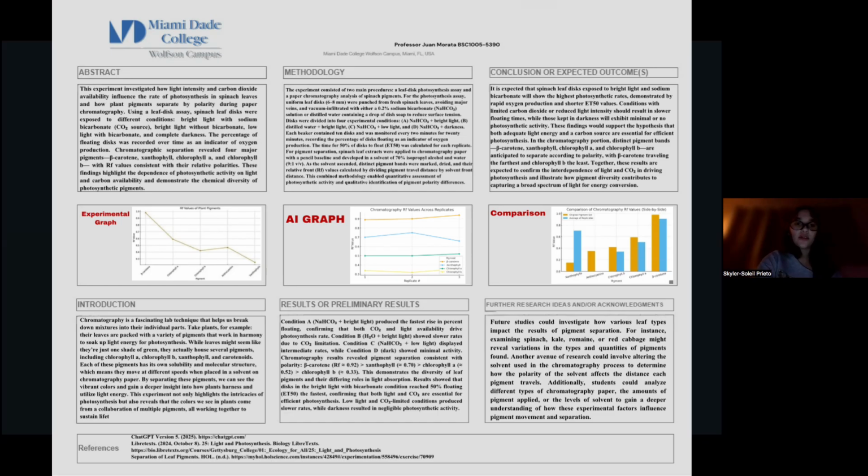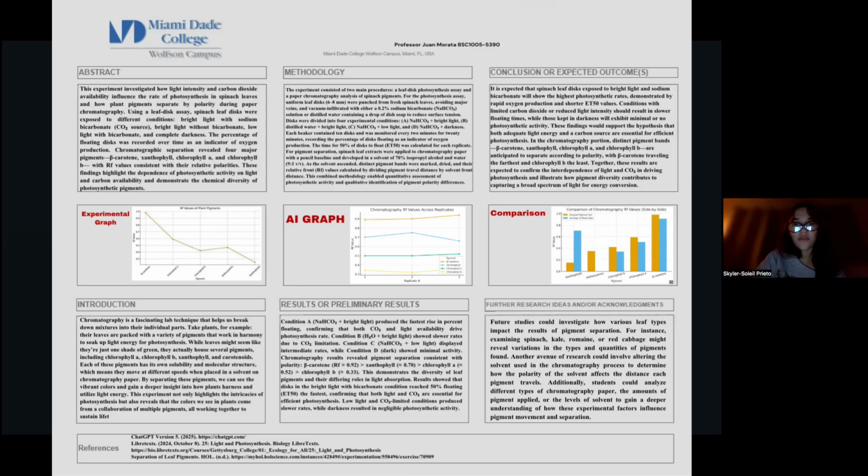In the graph, you can see the RF value from 0.3 to 0.9 and the replicate number from 1 to 3. Here are the results. Condition A produced the fastest rise in percent floating, confirming that both CO2 and light availability drive photosynthesis rate. Condition B showed slower rates due to CO2 limitations. Condition C displayed intermediate rates, while condition D showed minimal activity.